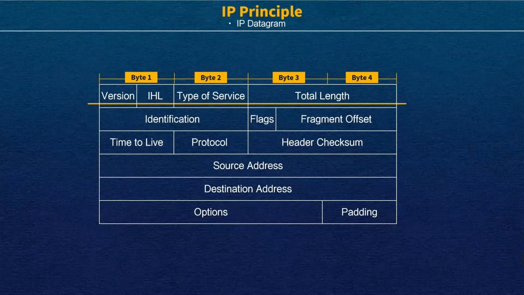So what does it mean? For example, if the total length is 100 bytes and the IP header is 20 bytes, that means the remaining 80 bytes belong to the app layer information. So this is a function of the total length.